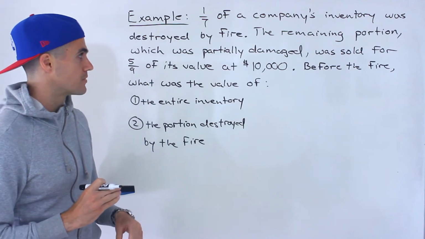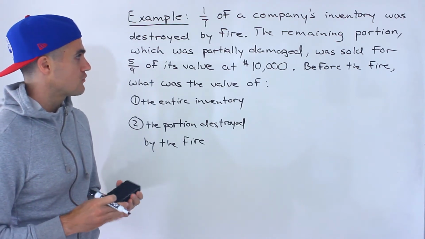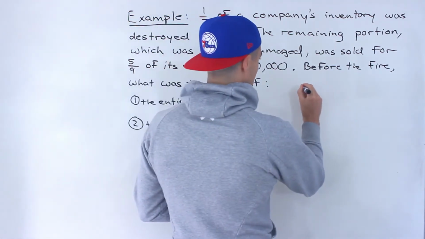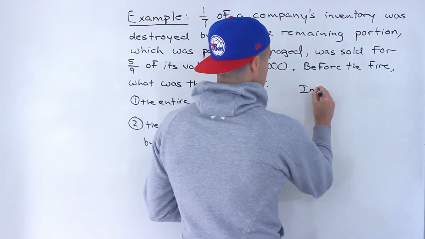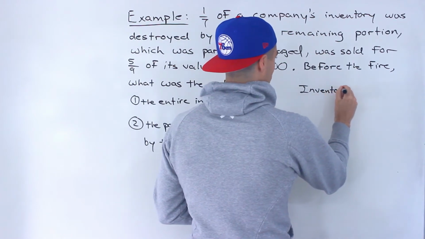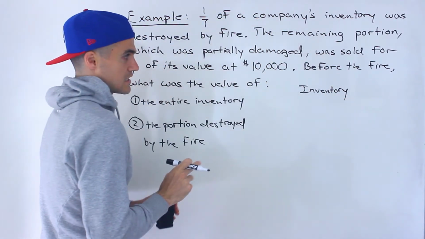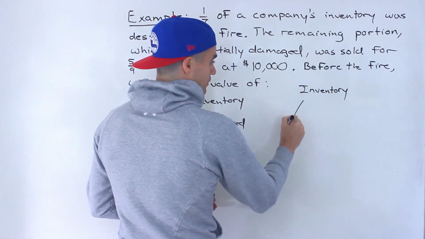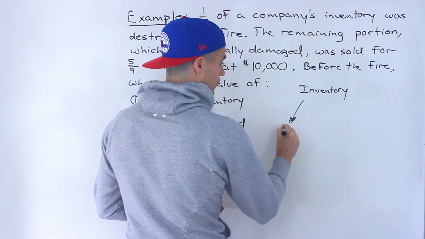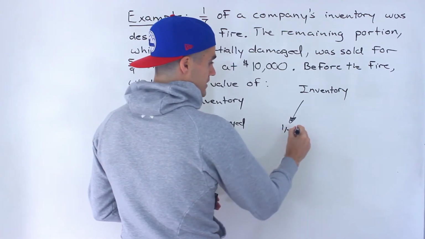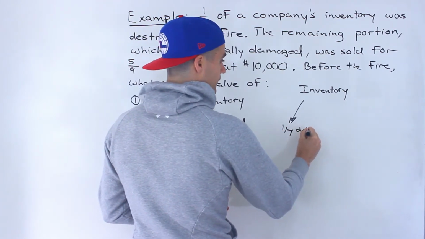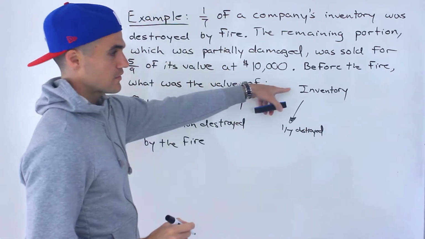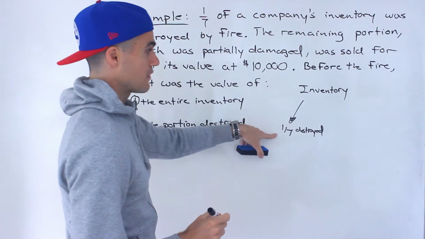So to start this question off, I'm going to show what's going on through a diagram just to give you a better visual sense. Let's say this company had inventory over here. This was the inventory before the fire, and then 1/7 of this inventory was destroyed by the fire.